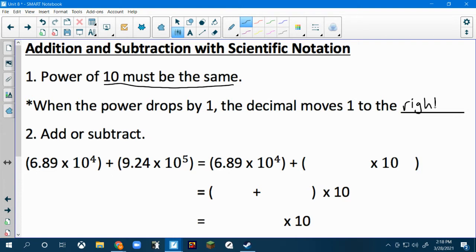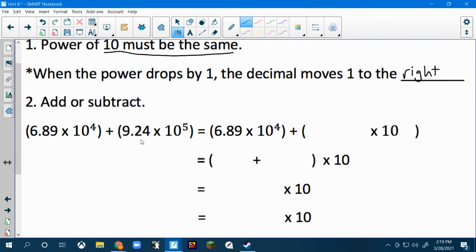So if we change one of those powers, like we're going to change the 5 to a 4, you're going to have to move that decimal to the right. Then you add or subtract. So notice on this first one, we have 6.89 times 10 to the 4th plus 9.24 times 10 to the 5th. We are going to change our exponents so they are the same. Okay, so we're going to change this 5 and we're going to make it into a 4.